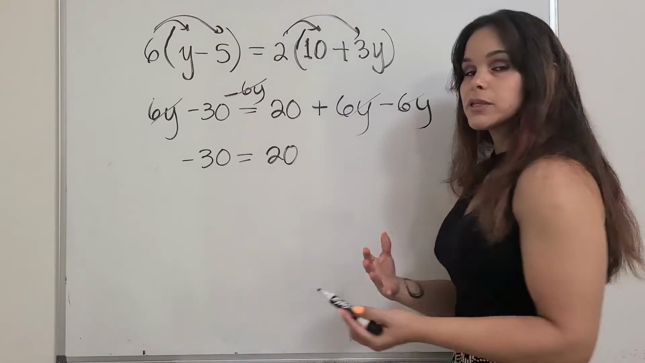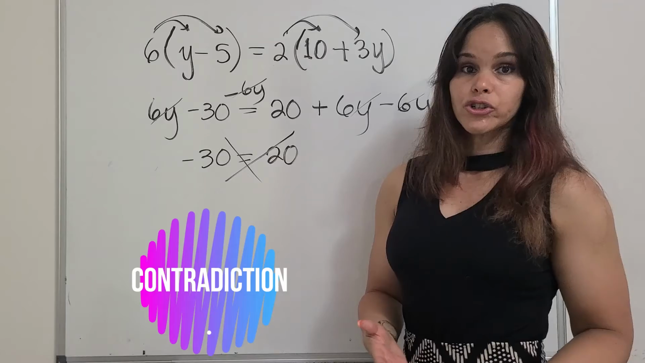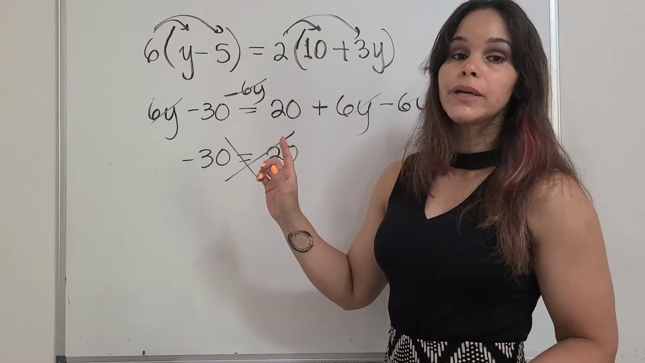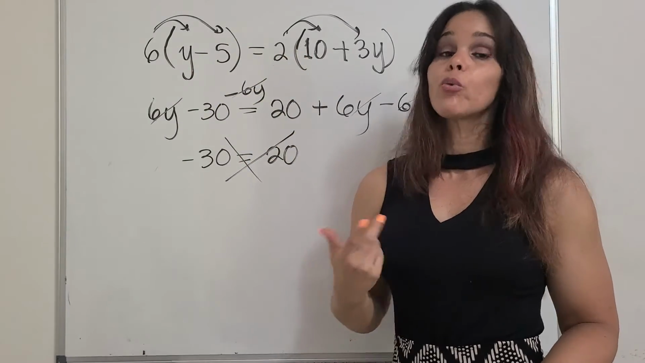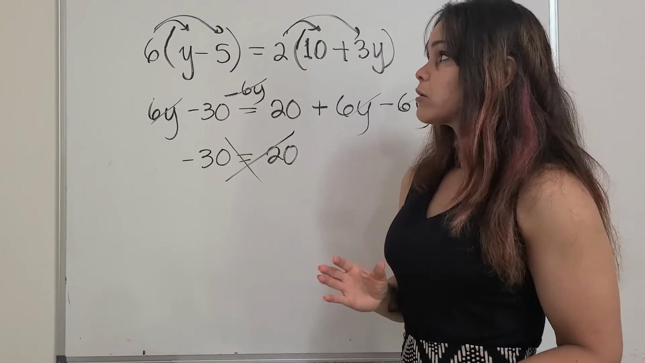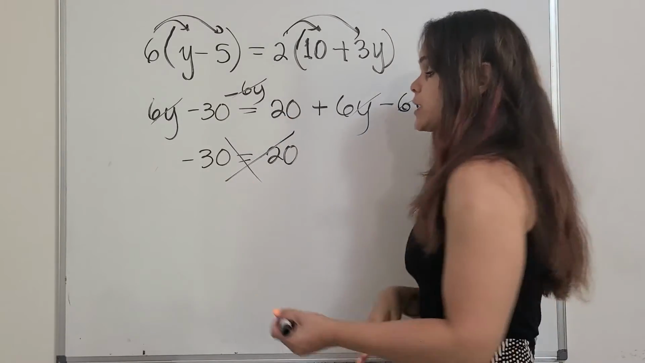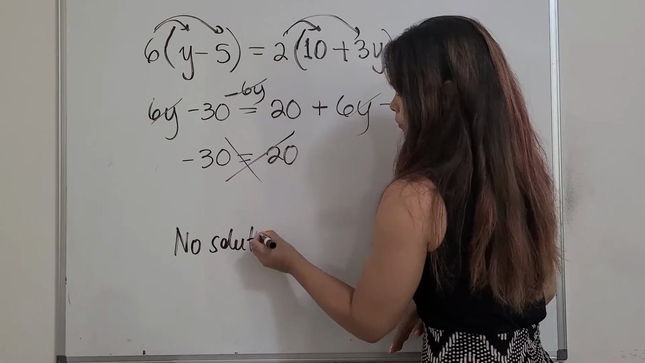When we arrive at something that doesn't make sense, that means that we have here a contradiction. So in terms of the equation, it means that we're not going to be able to find a value that we replace here and it's going to make the equation true. So what's going to be the conclusion here? Every time that we arrive at a contradiction, we're going to say that this equation has no solution. And there we go.